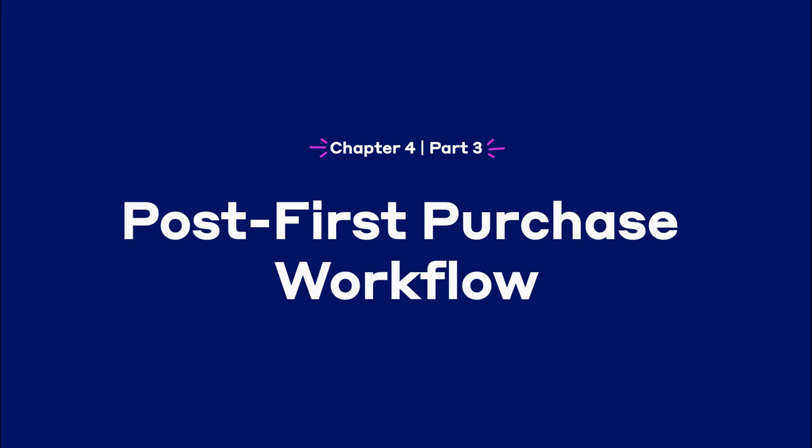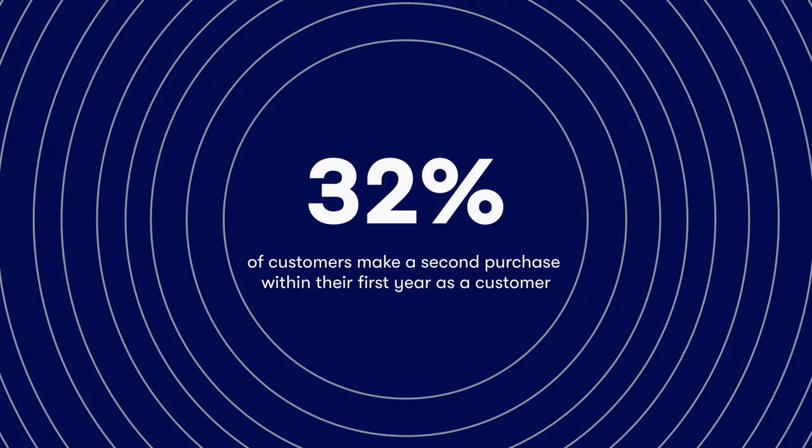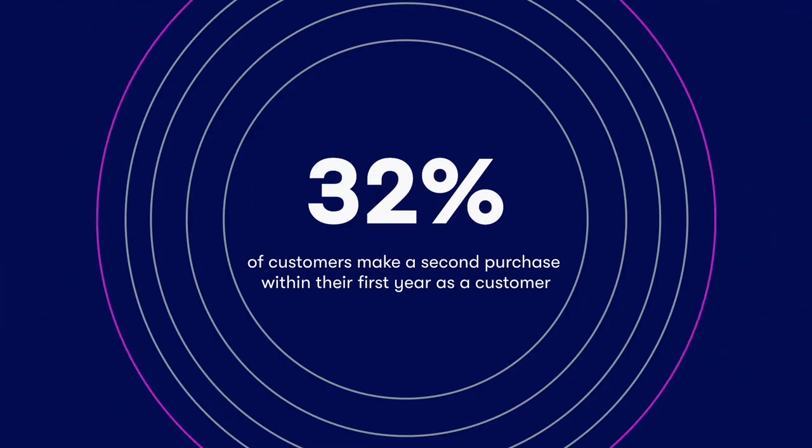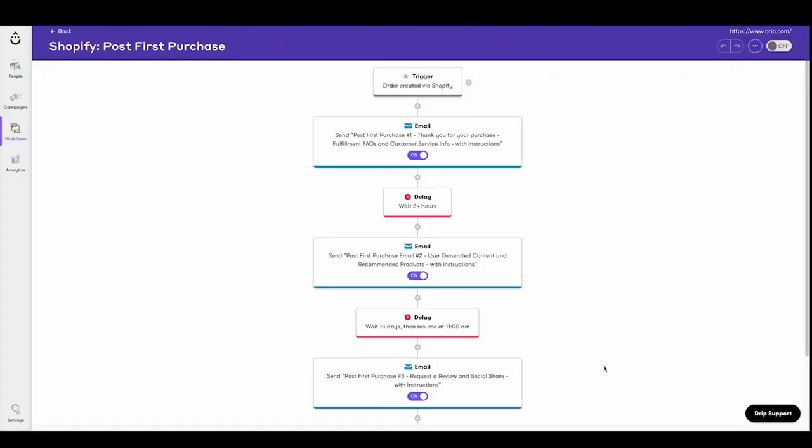Post-first purchase workflow. Only 32% of customers make a second purchase during their first year as a customer, so the goal of this automation is to better the chances of getting that second purchase, and then the third and fourth, and so on after that. One thing to note about Drip's post-purchase workflows is that they're meant to work in tandem with any emails being sent out from your order management system.